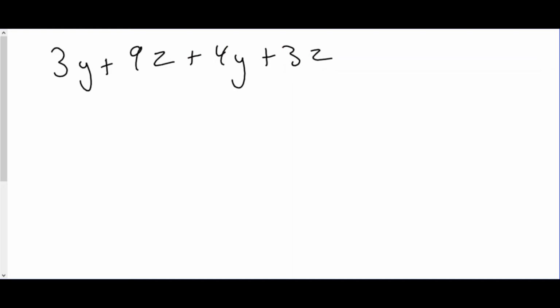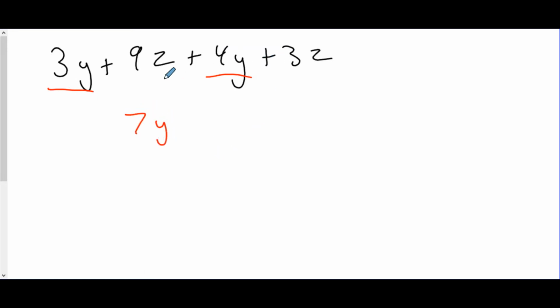I have 3y plus 9z plus 4y plus 3z. I'm looking for like terms. So this is a y. Are there any other y's? Yep, there's one over here, 3y and 4y. They're like terms because they both have a single y and the exponent is an invisible 1. So I have like terms, 3y's plus 4 more y's is a total of 7y's.